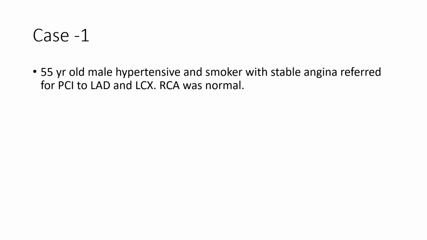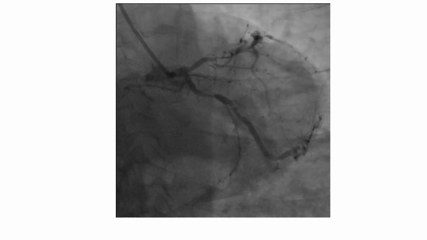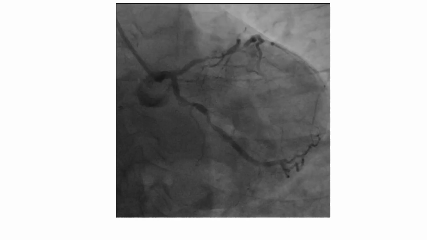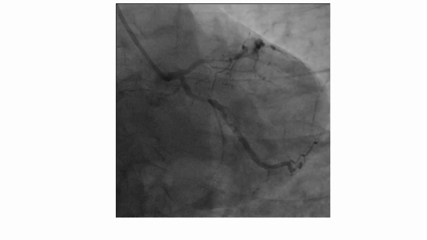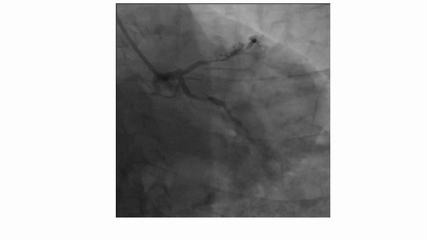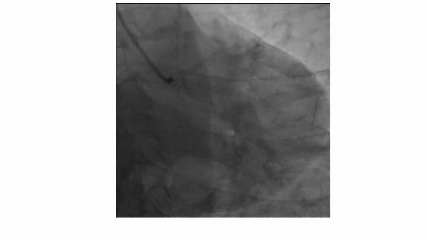The first case is a 55-year-old male, hypertensive and smoker, with stable angina, referred for PCI to LAD and circ. The RCA was normal. This is an angiographic view, showing a critical lesion in the proper left circumflex, then another lesion in a large OM. So basically, it's a tandem lesion in one large vessel from left circumflex to the OM. In the LAD, there is a plaque near the ostium with a mid-long calcified lesion.